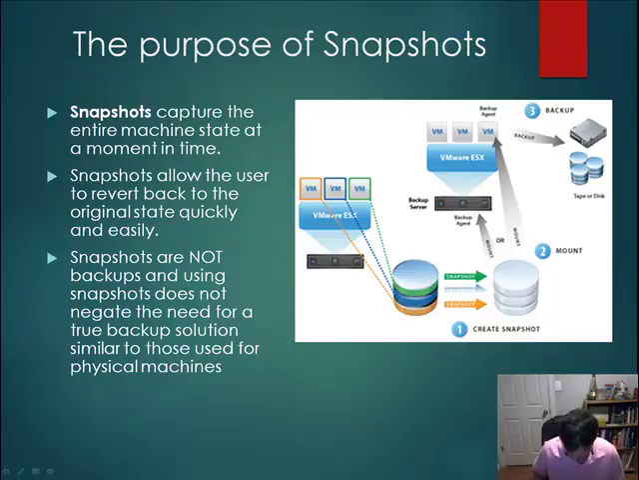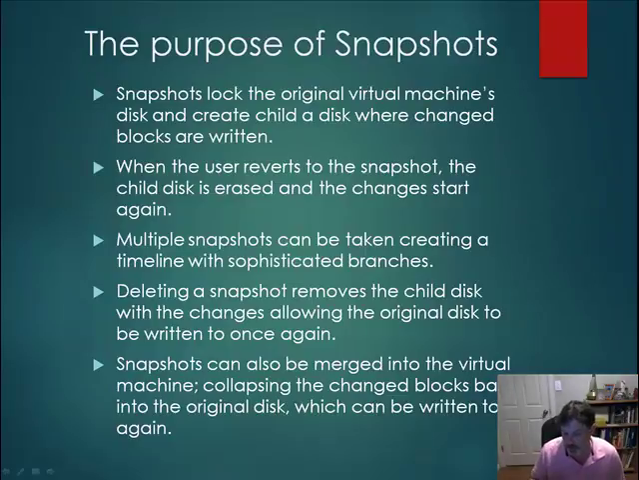With that said, snapshots are great for disaster recovery. They are great for going back and doing a very quick reversion if we need to go back to a certain point in time. So don't exclude snapshots, even though you still have to have a backup solution. Snapshots lock the original virtual machine's disk. It's going to create a child, and then that child disk is going to be changed and written to. And when the user decides to revert back to the snapshot, that child disk is going to be erased. The changes are going to start over again.